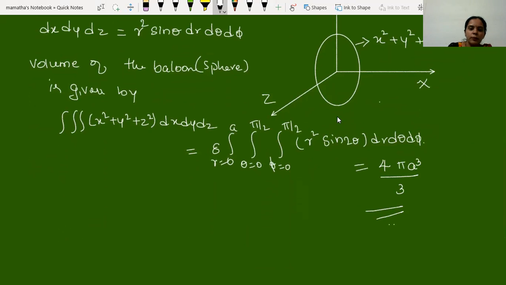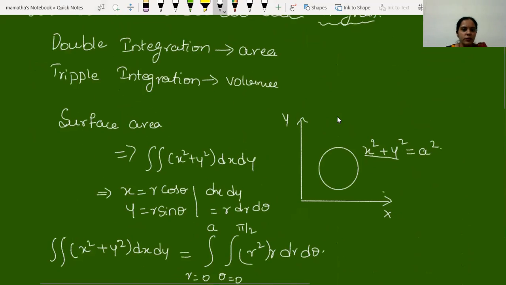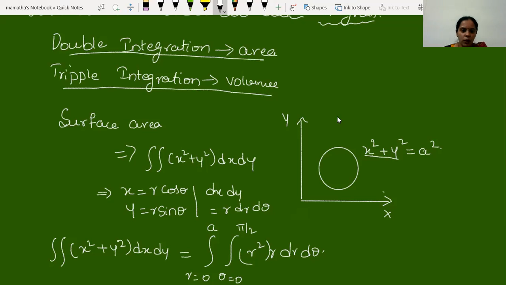Like this, we have applications of our double and triple integrals. The main thing we have to remember is, from the double integration we can find out the area, and from the triple integration we can find out the volume. This is how we find it out.